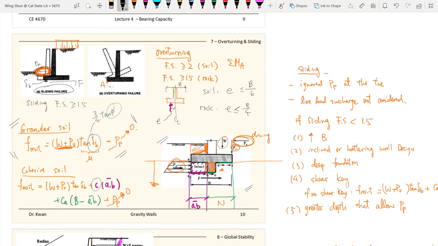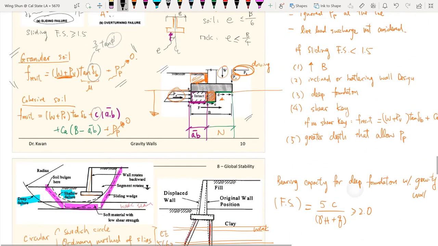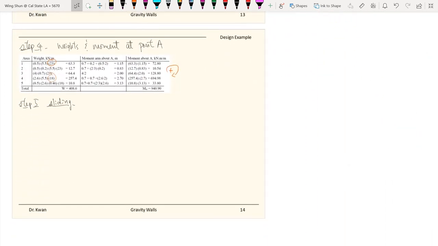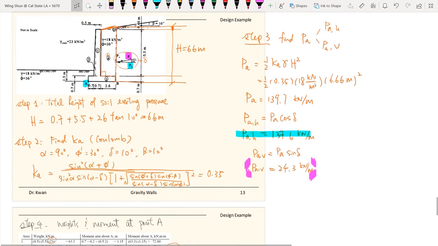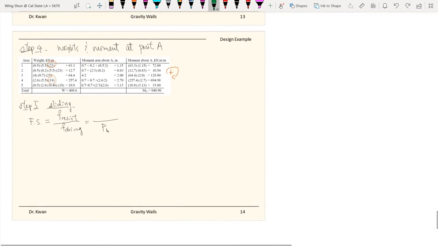The resistant force against the sliding is that formula there. If we apply that formula here, the factor of safety will equal the force resisting sliding divided by the force driving. And the force driving will equal the horizontal loading from the backfill. So pretty much this force here, P sub H, is driving the wall to slide this way, right? So this horizontal force is the driving force.